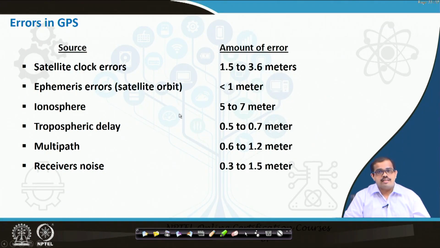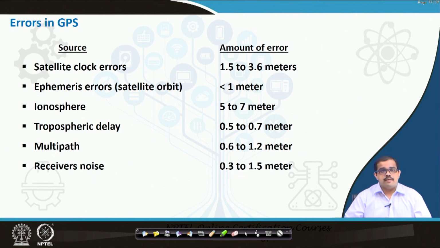And when you look at the different errors, the amount of error: satellite clock error is about 1.5 meters to 3.6 meters, whereas the ephemeris or satellite orbital error is less than a meter. When you are looking at each of these, please look at how relatively the errors can displace you on the ground. Okay, the ionosphere is 5 to 7 meters. Then you have the troposphere, which is 0.5 to 0.7 meters.